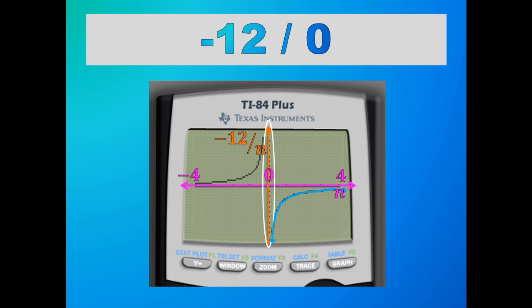From the right-hand side, from where n is positive, negative 12 divided by n gets closer and closer to negative infinity as n gets closer and closer to 0. From the left-hand side, from where n is negative, negative 12 divided by n gets closer and closer to positive infinity as n gets closer and closer to 0. So this is one way to explain why negative 12 divided by 0 is undefined.